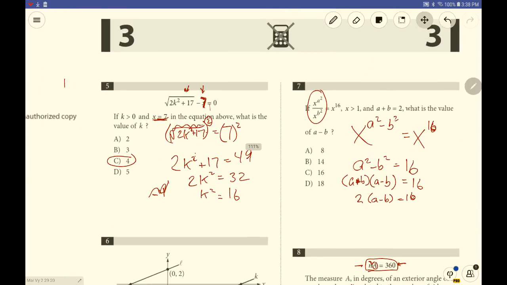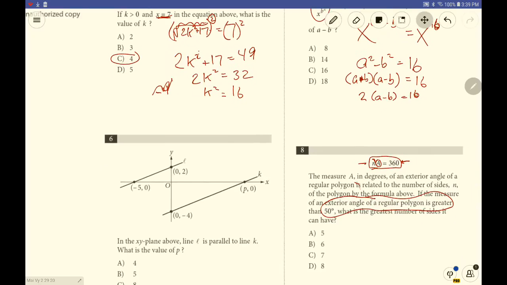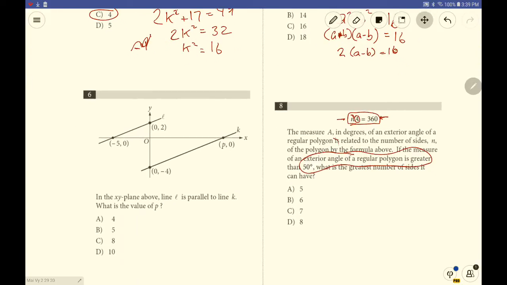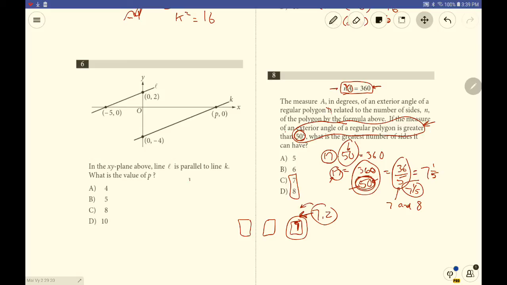Number 5 is solving an equation where there's a radical. They tell you that x equals 7, so please put 7 in for x. Get all the numbers on one side and all the radicals on another side, and then square both sides, and you'll figure out the answer. Number 7 is about combining exponents. Number 8 is kind of tough.